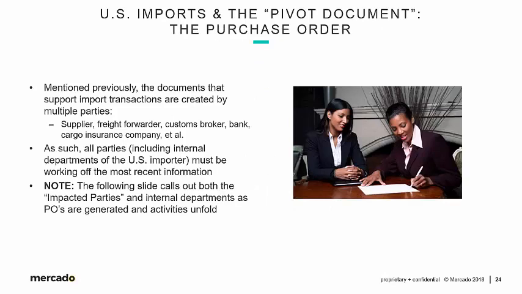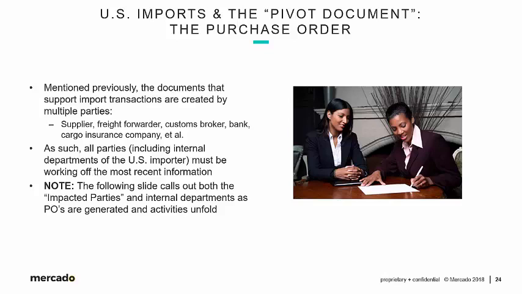Moving forward, as mentioned previously, the documents that support import transactions are created by multiple parties. We said that. Let's summarize. The vendor, the supplier, the forwarder, the customs broker, the bank, cargo insurance company, etc. They need to be on board with this whole idea of the 3 C's of documentation. As such, second bullet, all parties, including internal departments of the U.S. importer, must be working off the most recent information, singing off the same sheet of music, as we like to say here in the U.S. All of that starts with the most recent version of the PO.